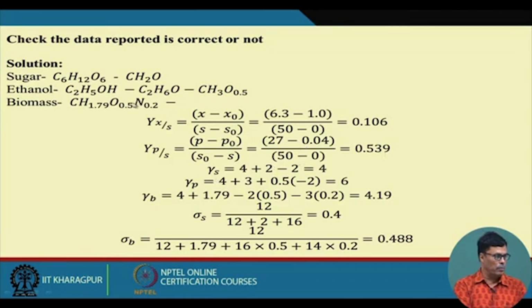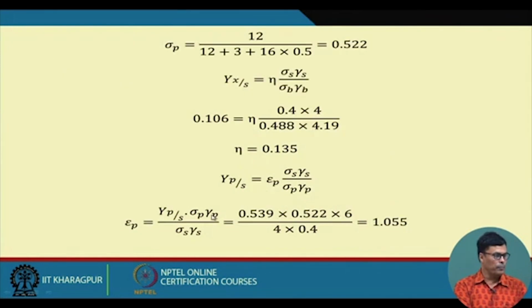Now from this empirical formula, we can find out gamma S, gamma B and gamma P. At the same time we can calculate sigma S, sigma B and sigma P, and if you know that, then we can find Y x by S equals eta times sigma S, gamma S, sigma B and gamma P. So we can put in these values and find out the value of eta, and similarly, Y P by S we know, so we can find out the value of epsilon.